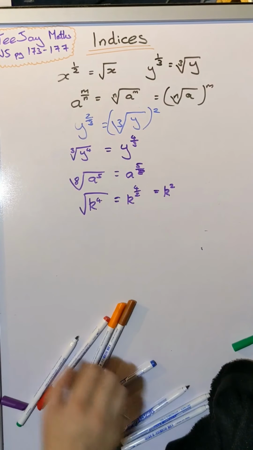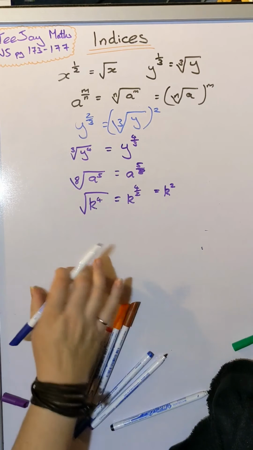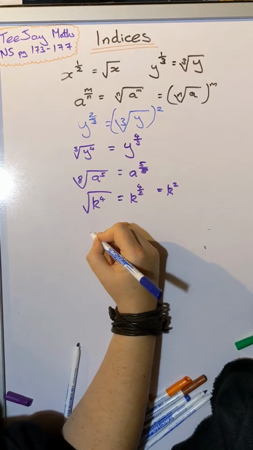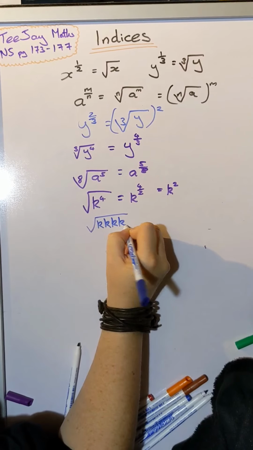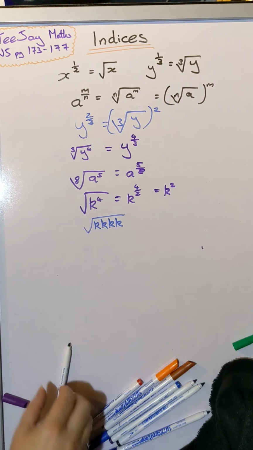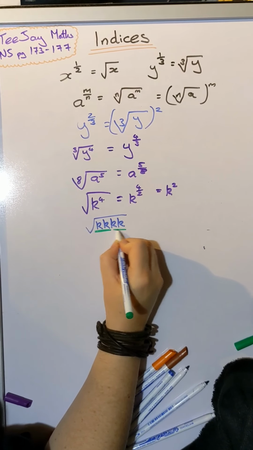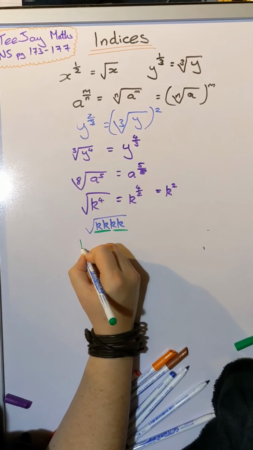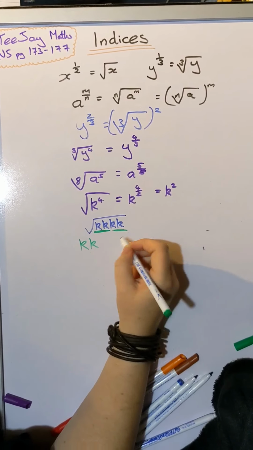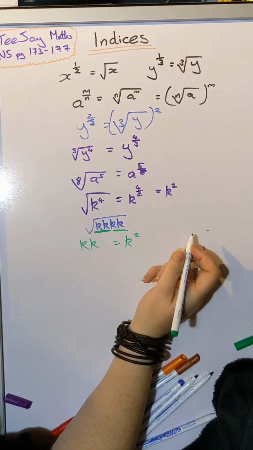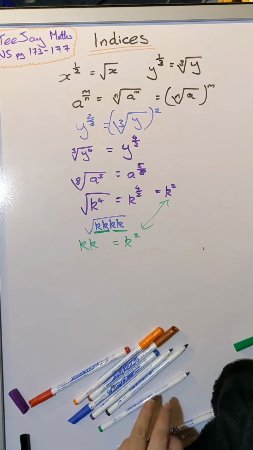Now to show you where that came from, let me see if I can find a pen that's a different colour. K to the 4 is the same as writing k times k times k times k. Now if you think back to the surds you were doing in the last video, we're looking for pairs. There's a pair, there's a pair. With a pair, you bring a k out the front. With the other pair, you bring the k out the front. They times together, so you have k squared, which is exactly what we've got there. 2 ways of doing the same thing.